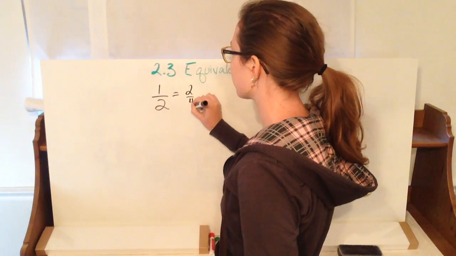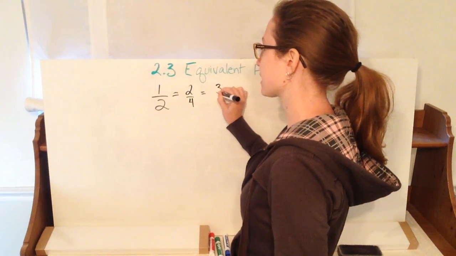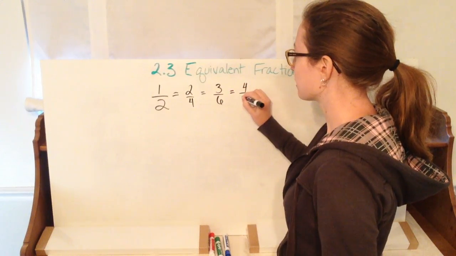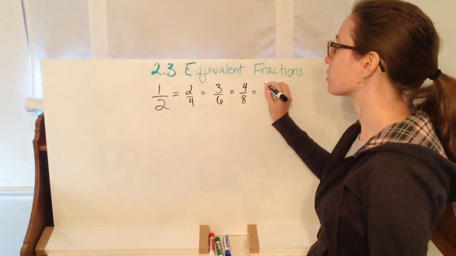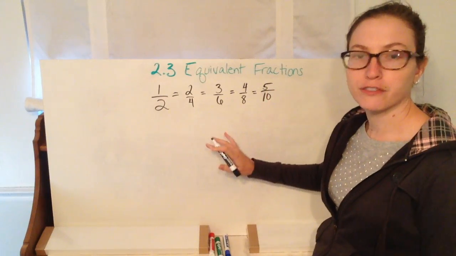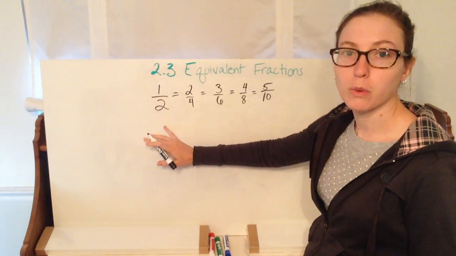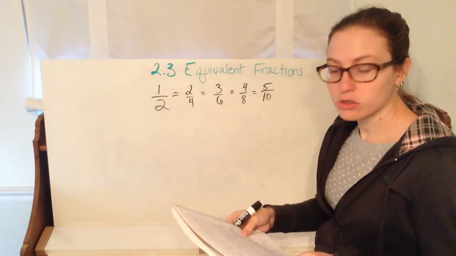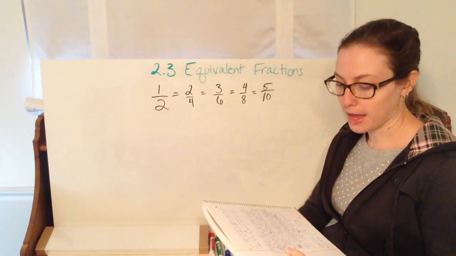2/4 or 3/6 or 4/8. We can continue this on forever. There is an infinite number of fractions that have the same value as 1/2 but look different. It can be useful to rewrite fractions in different ways.